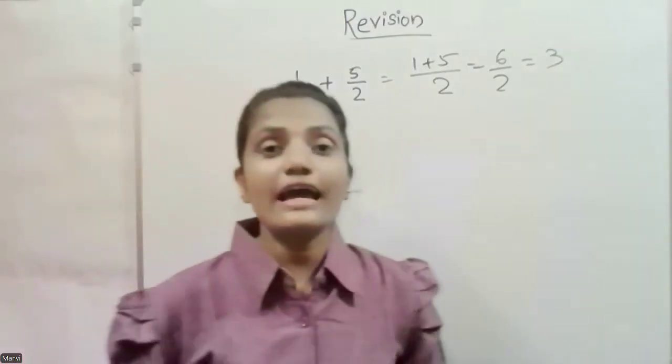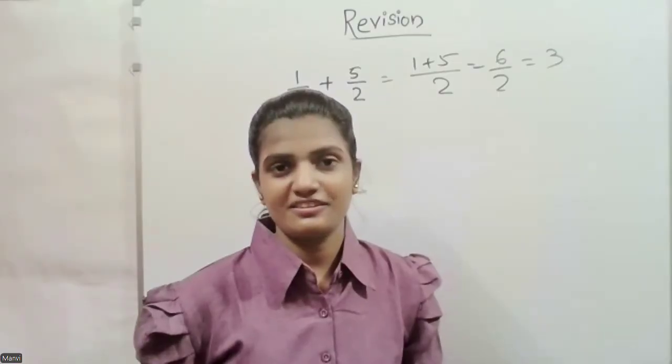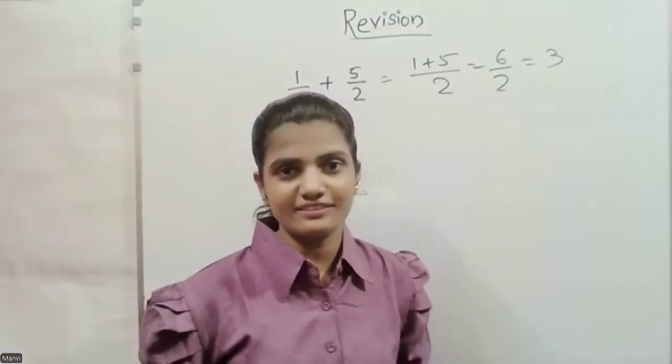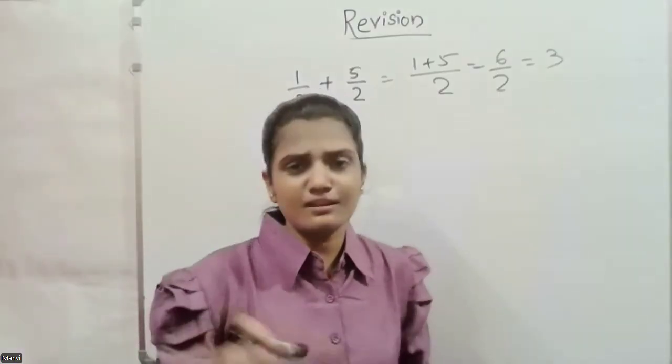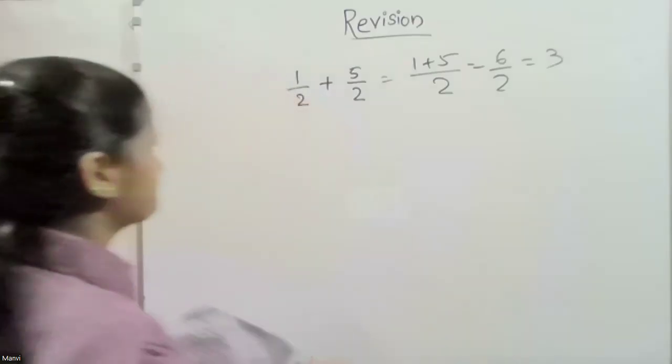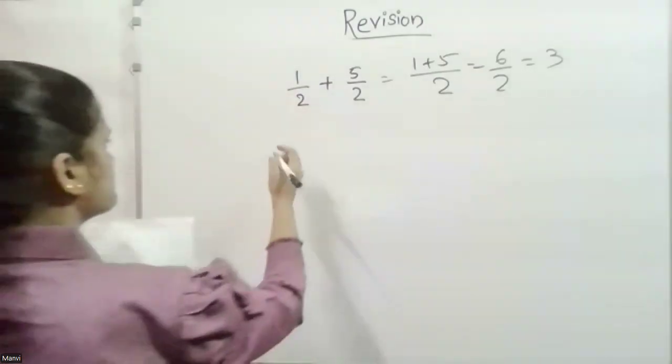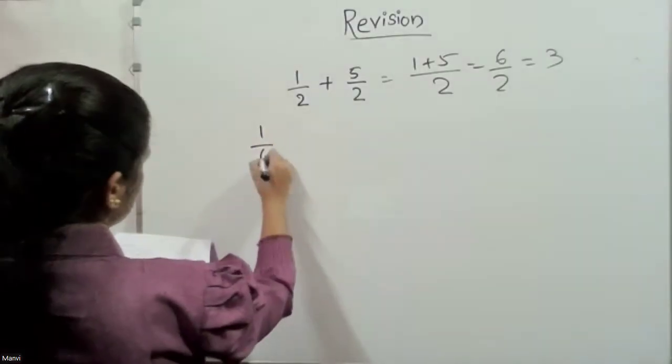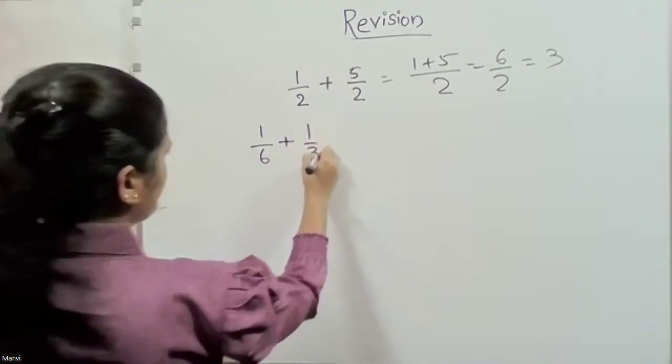Means we have to find out the LCD of that fraction. LCD is nothing but the LCM of the denominators, right? Yes. Okay. So, if we have one question like this, 1 by 6 plus 1 by 3.